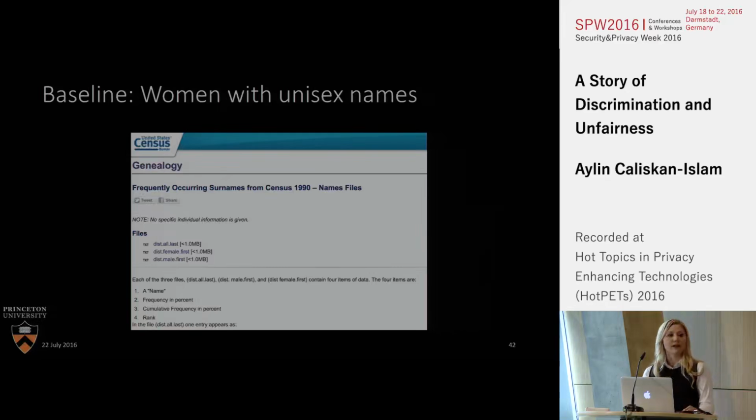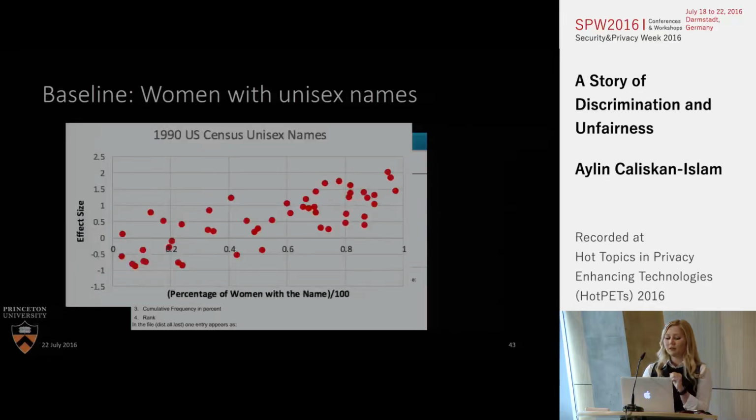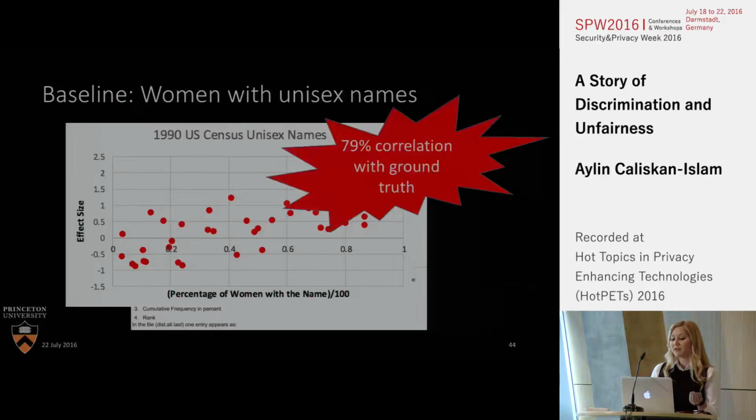And for this, we went to the 1990 census and we took all the unisex names and we looked at the percentage of women with that unisex name. And then we were able to see that the effect size we are getting is highly correlated with the percentage of women that have that unisex name. And we had 79% correlation with ground truth. And this is for the names of the 1990 census, but our data is from recent Common Crawl input.